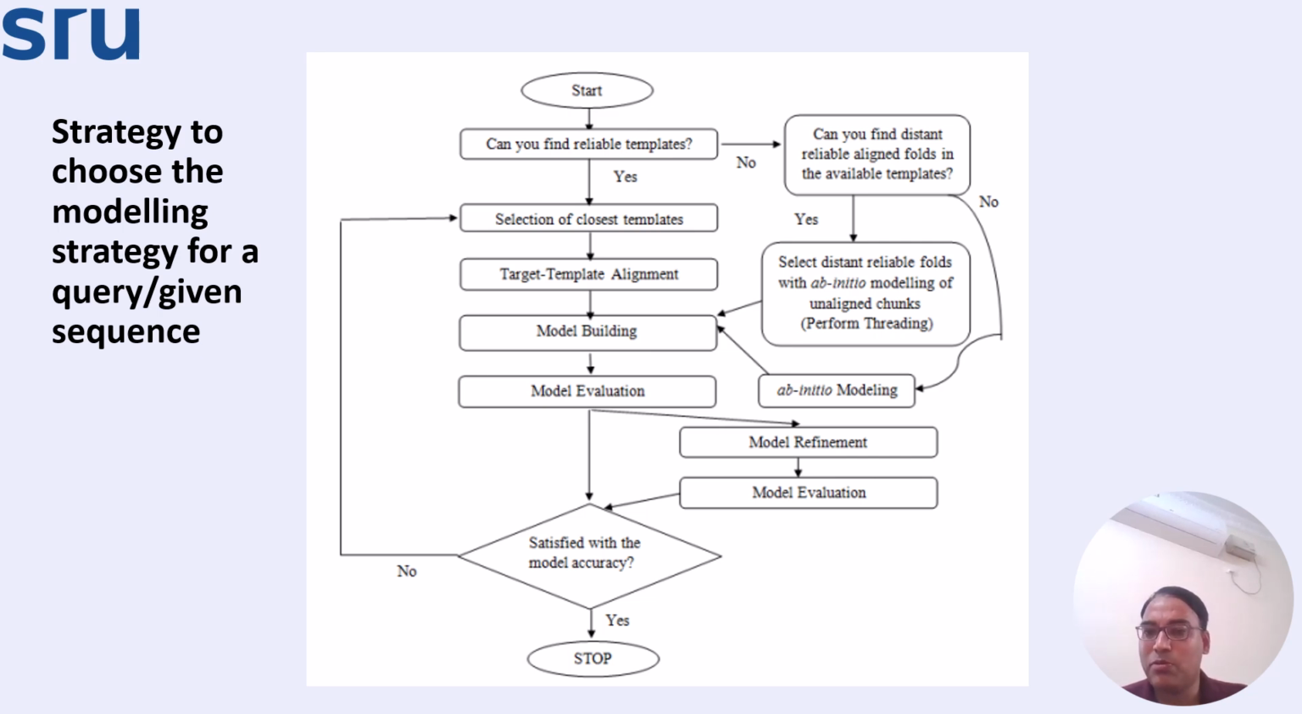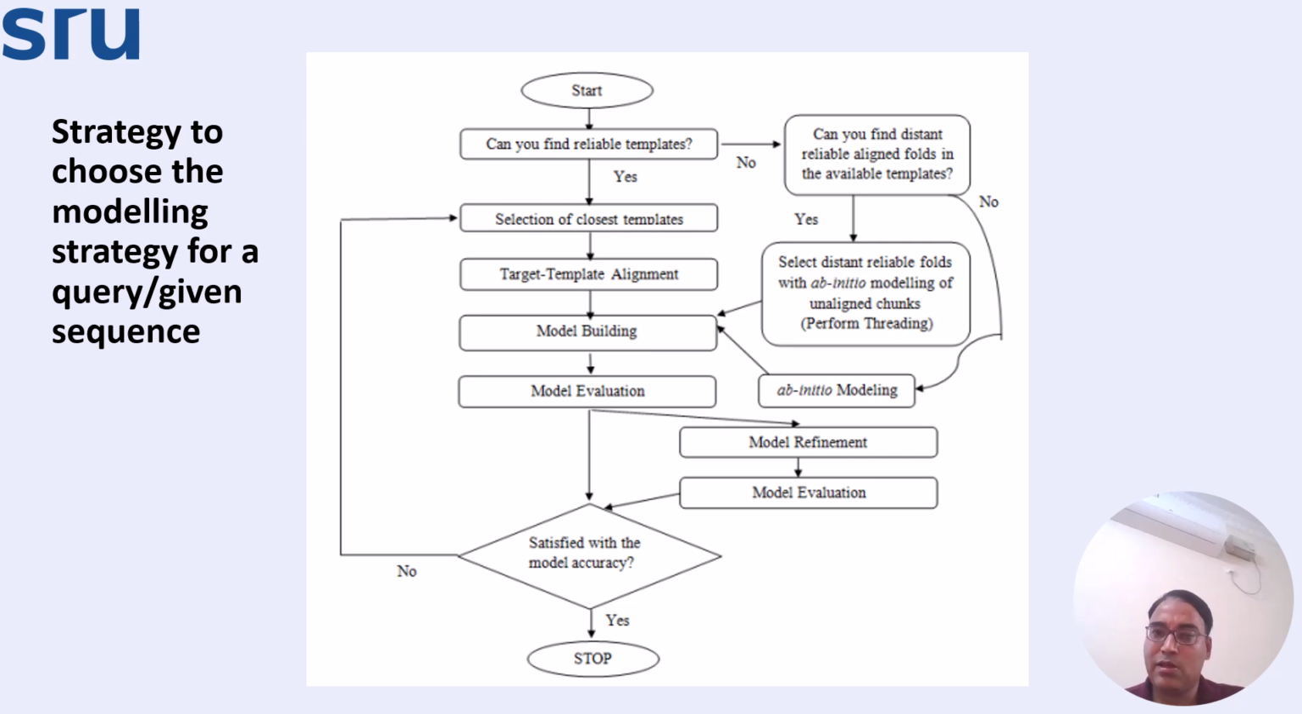Or I can do simply model refinement. If it's marginal deviation, do only model refinement and model evaluation. Again, come up here. If there is substantial variation, go here. Okay, but this is the case of homology modeling or threading.